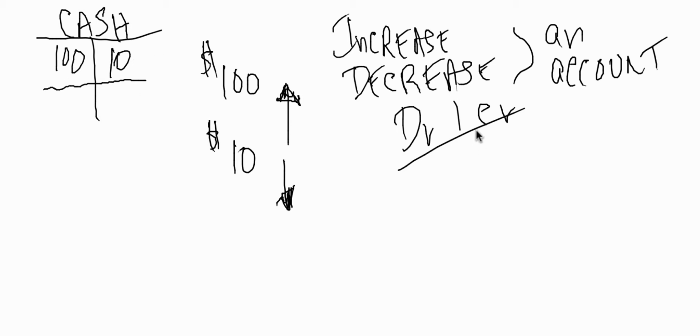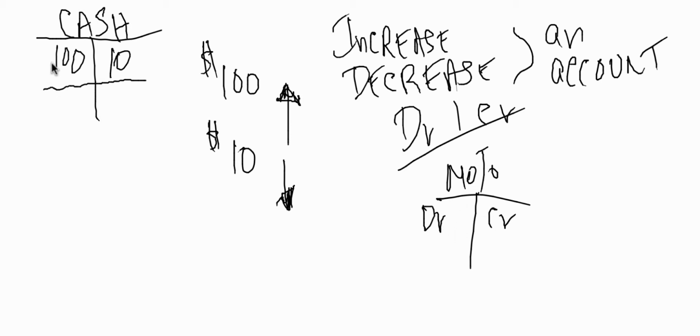Remember, that's true for any account. I don't care what you call that account. This could be a Mojo account, okay? And a Mojo account is going to be debit here, credit here, always. Debit is always the left side, credit is always the right side, no matter what account we're talking about.